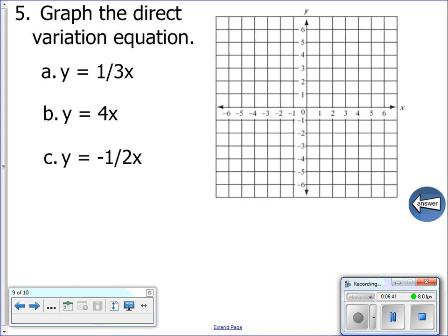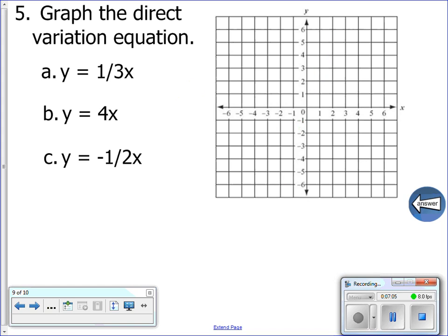The second one says y equals 4x. So my slope is 4 over 1, or -4 over -1. So I begin at 0, 0, count up 4, right 1, or down 4, left 1. And there's my graph.